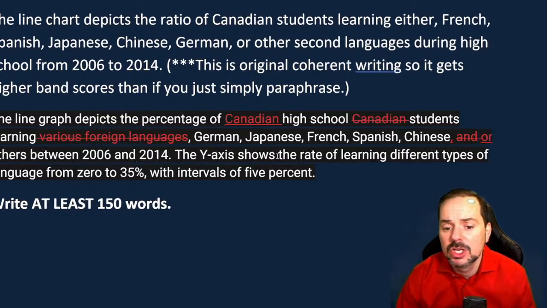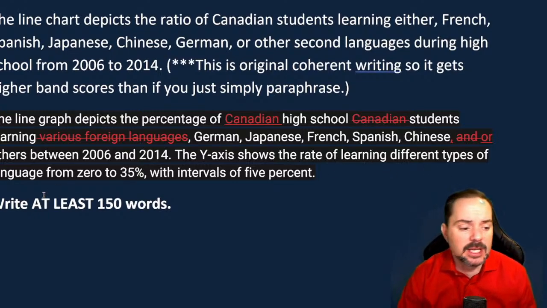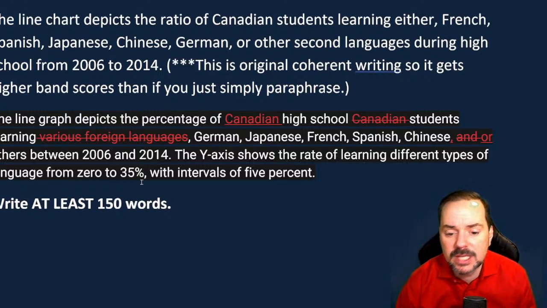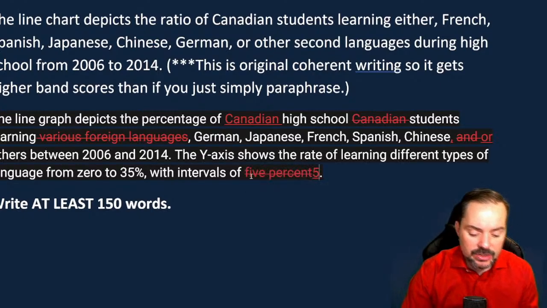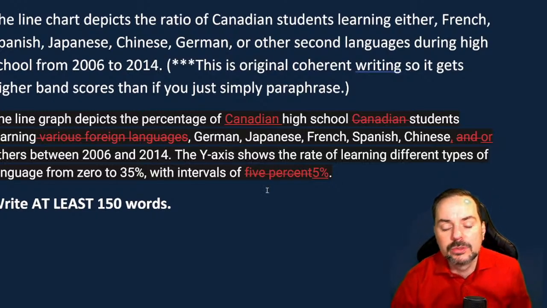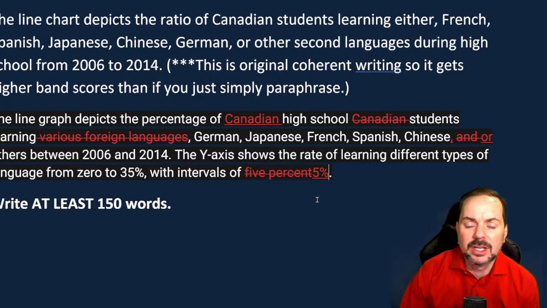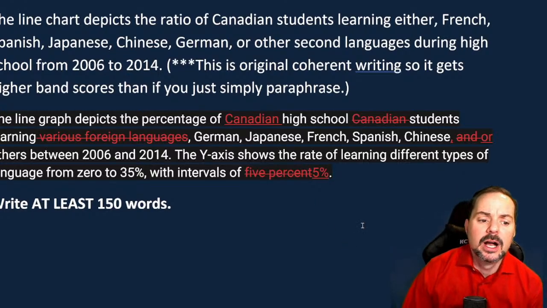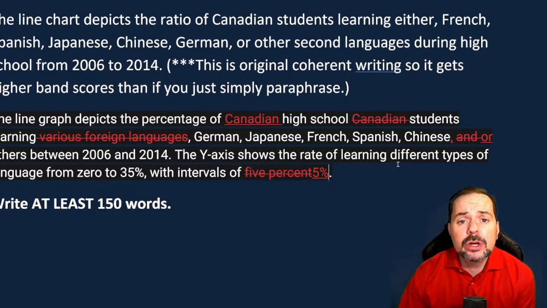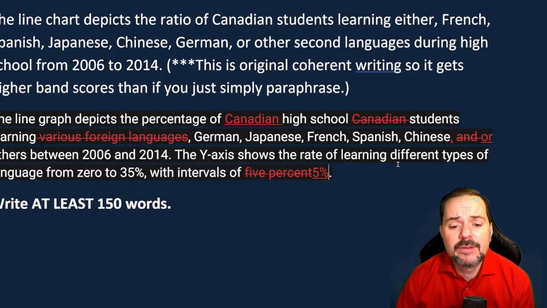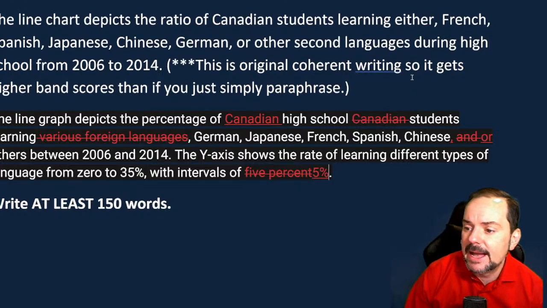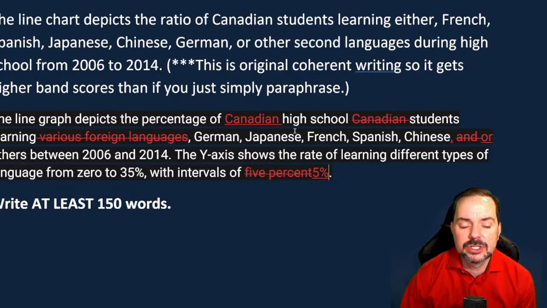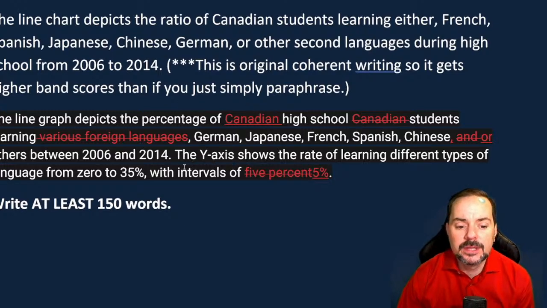The y-axis shows the rate of learning different types of languages from 0 to 35% with intervals of 5%. Use the number here, Jaineel, not the words, okay? So don't write words unnecessarily, like don't actually write the words 5%. Otherwise, it's good. It's like a band 7.5, 8, without my corrections. So it's not bad, all right? It's still pretty good. It's still pretty accurate. Just be careful of these mistakes.